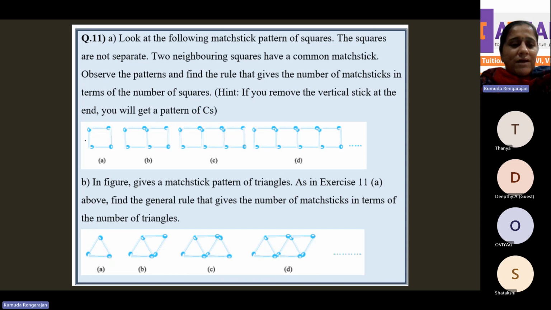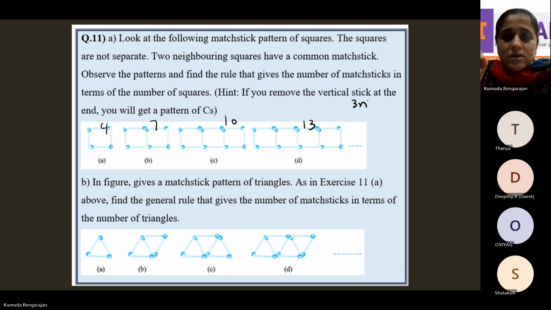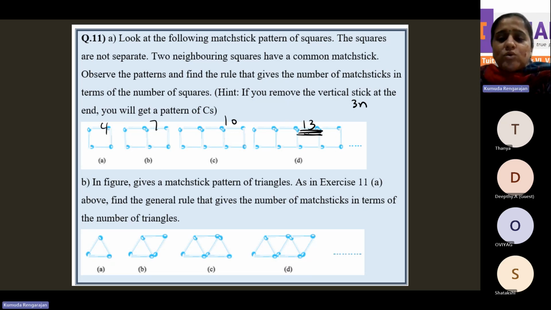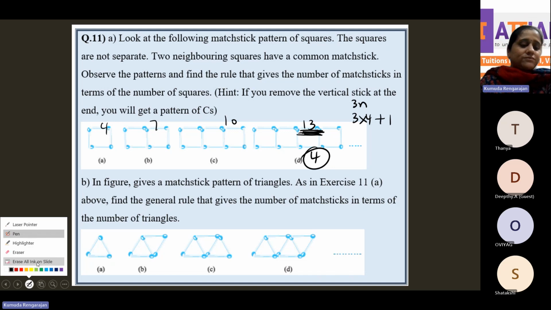You can take any number to complete the rule. You have an incomplete rule here. 3n is an incomplete rule. You have to complete that rule. Supposing you want to complete the rule using the number 13. 13 is in the fourth place: 1, 2, 3, 4. So take n as 4, 3 into 4. You're getting only 12, but you should get 13, so plus 1. So 3n plus 1 is the rule.